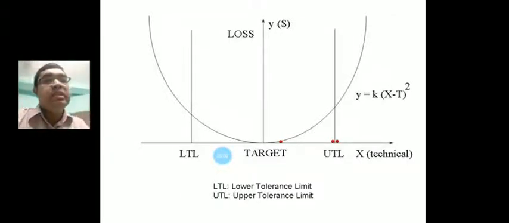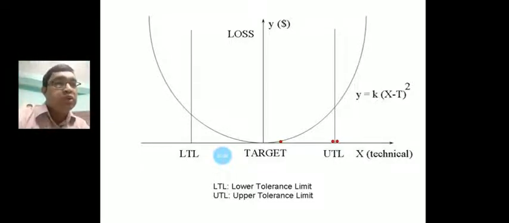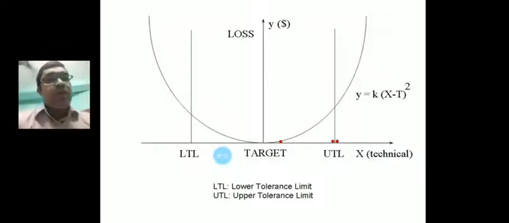Then the loss factor also arises, and the formula is y equals k into (x minus t) whole squared, where x is the measured value, y is the loss, k is the constant, and t is the target value, according to the Taguchi loss function.